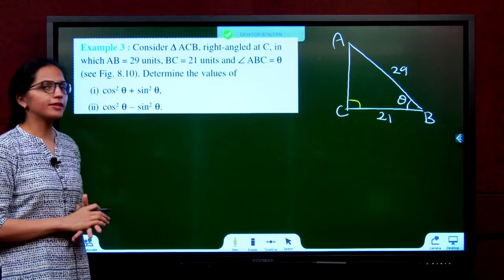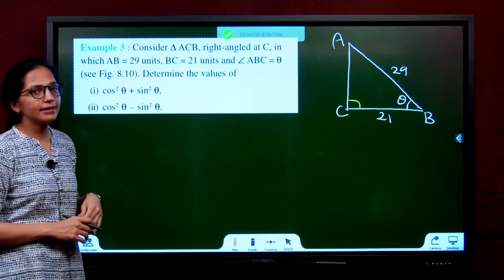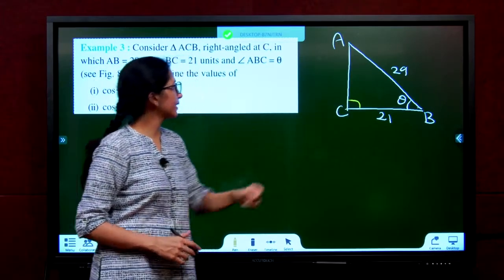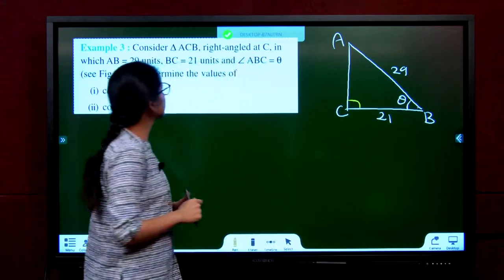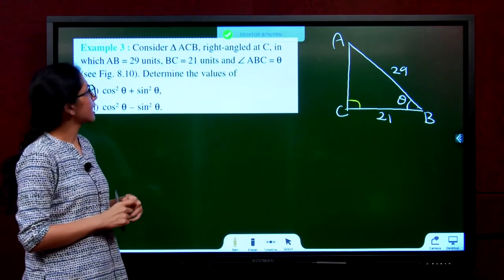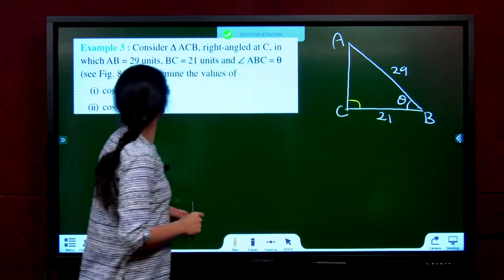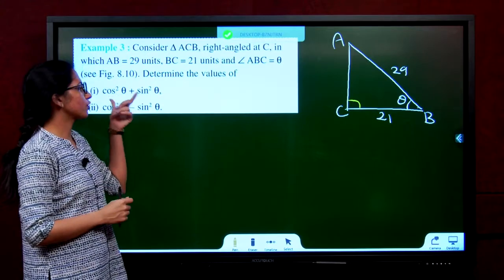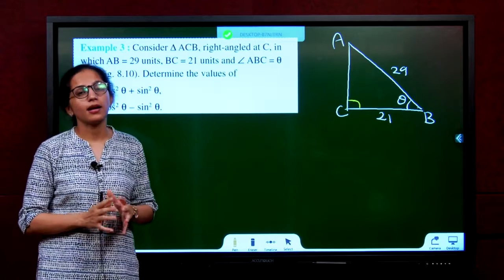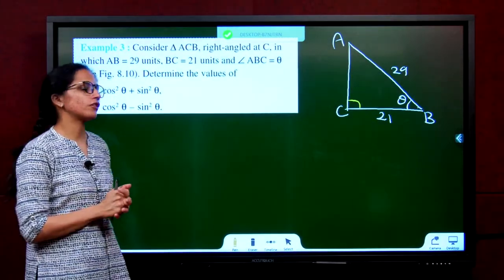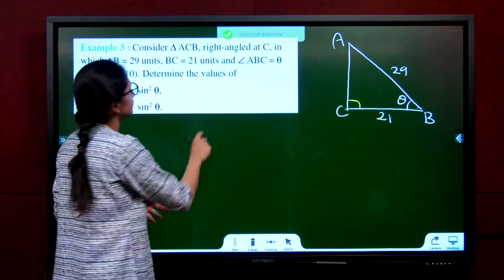Example 3, the figure is given in the question. Consider triangle ACB right angled at C, in which AB is 29 units, BC is 21 units, and angle ABC is theta. Determine the values of cos square theta plus sin square theta and cos square theta minus sin square theta. How to do? Just find the value of cos theta, find the value of sin theta, substitute. Let us see how.